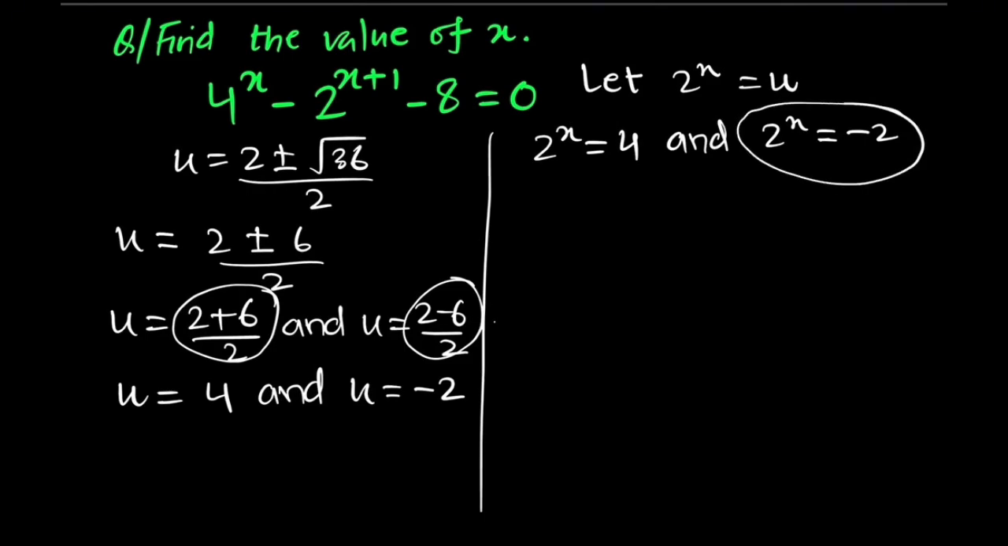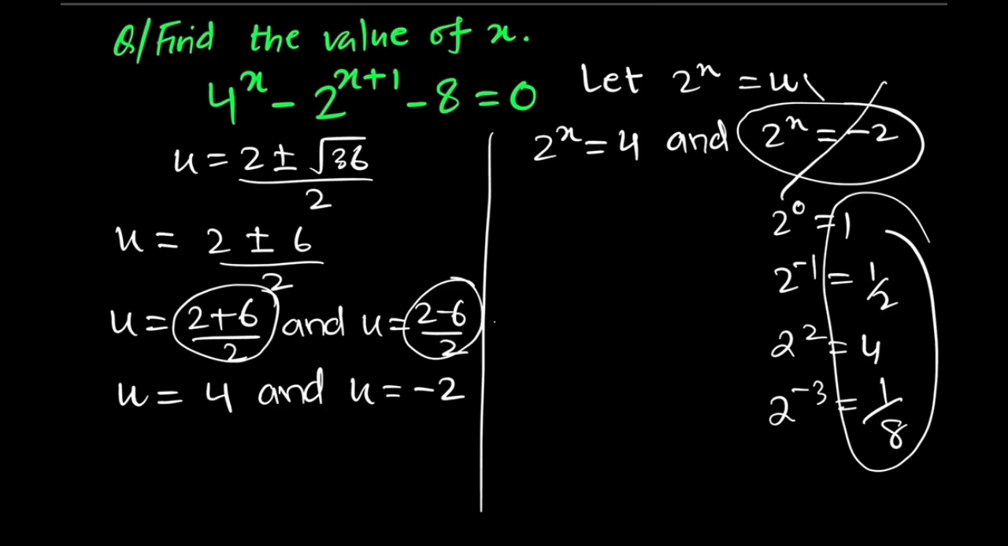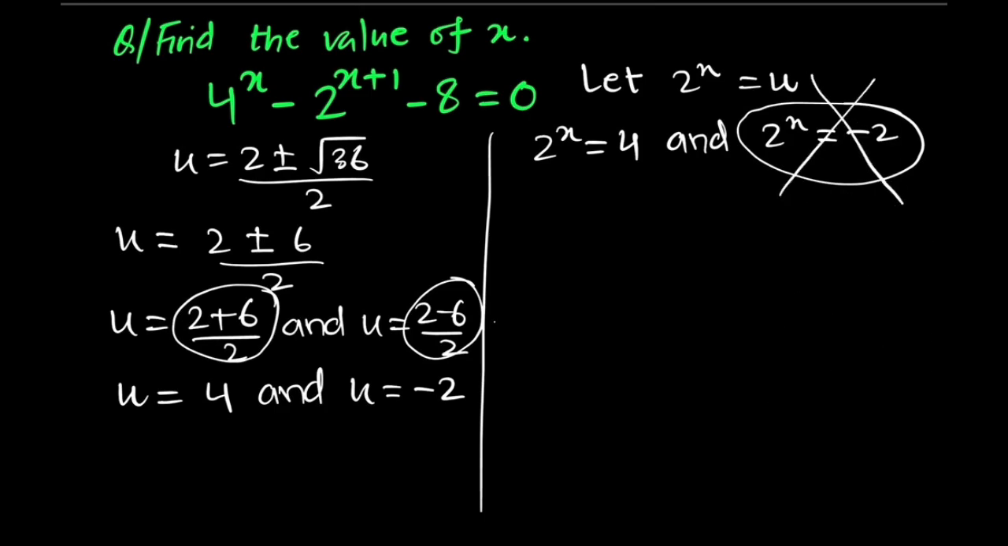Now let's take a closer look at this equation, which is totally an invalid equation. Because 2 raised to anything will never give you a negative number. For example, 2 raised to 0 means 1, 2 raised to negative 1 means half, 2 raised to 2 means 4, 2 raised to minus 3 means 1 over 8. So 2 raised to any number always gives you a positive number and never a negative one. So because of this, this equation is undefined, which means we will get the value of x from the other equation.